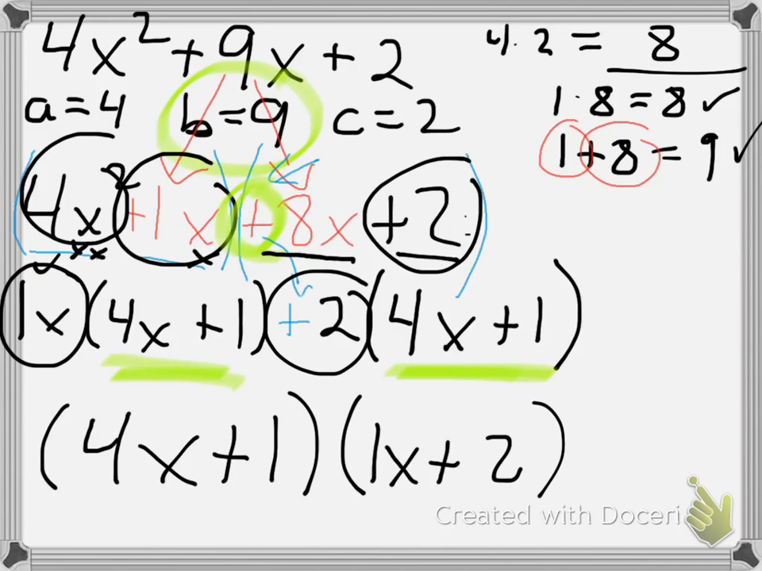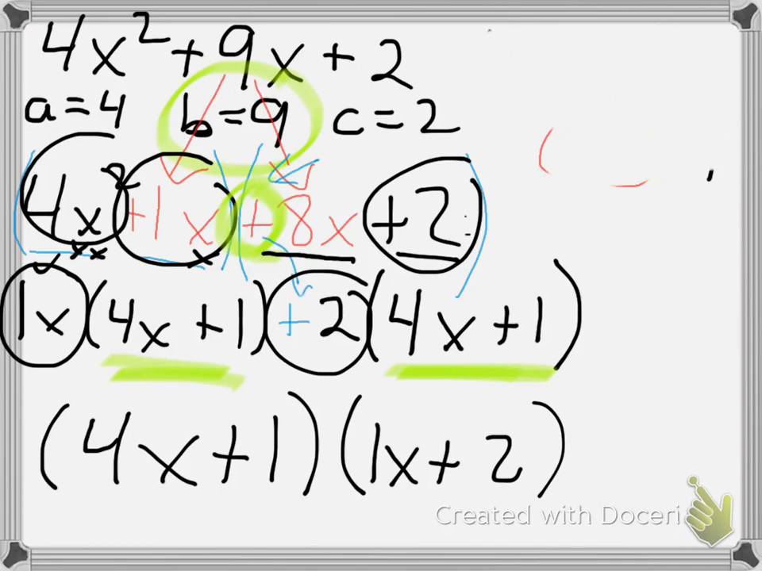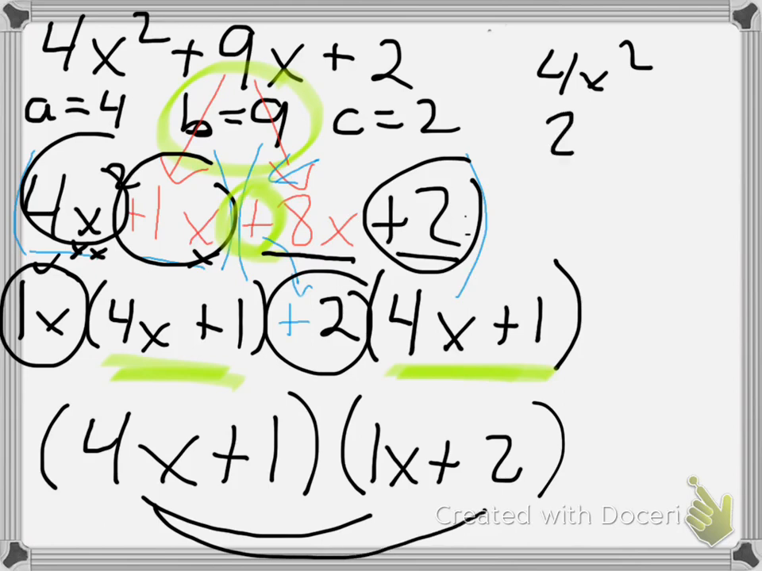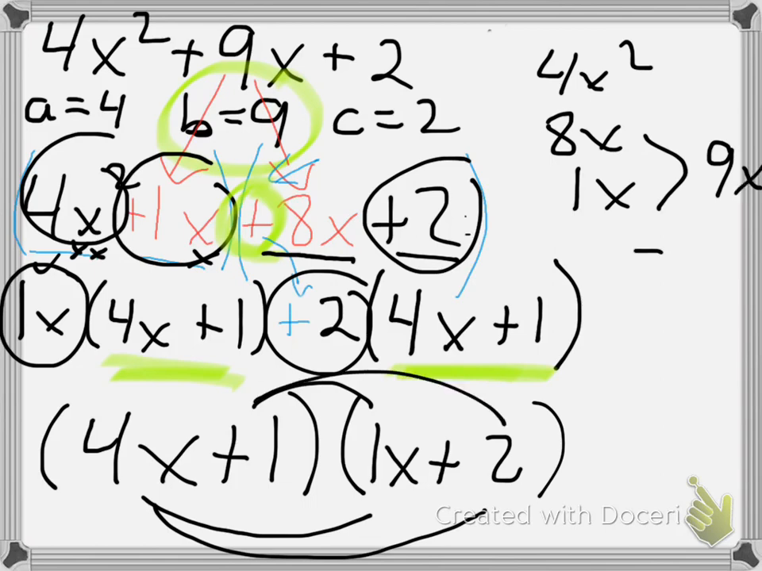So now I'm supposed to check it. So I'm going to have to erase some stuff here. You should check, because with these ones you don't want to do all this work unless you're short on time and not check it. And so the first is 4x squared. The outside is 4x times 2, so that's 8x. The inside is 1 times 1x, so that's 1x. Oh, these become 9x's. Okay? And then the last is 1 times 2, which is 2.